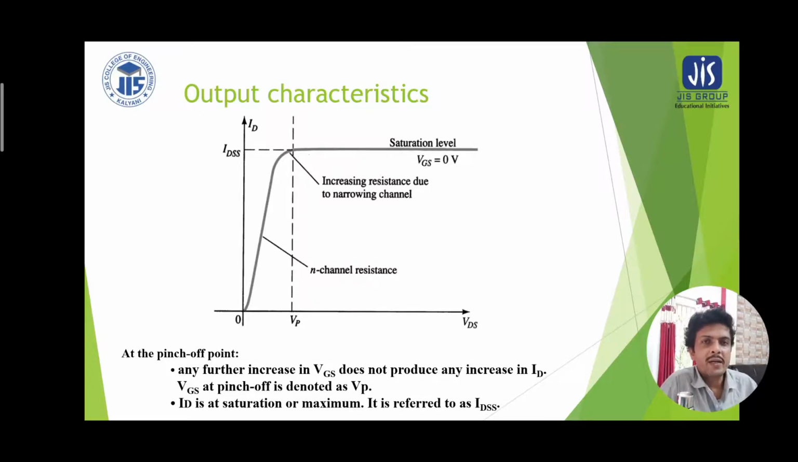This is the output characteristics of a junction field effect transistor. In this case, if we see that the drain to source voltage is increased, we are getting an increase of drain current, and the slope of the curve which is found initially is changing almost proportionally. That is, the drain current is changing proportionally with respect to drain to source voltage. So that is why this region is also known as the ohmic region.